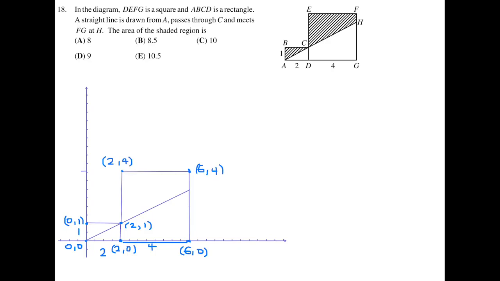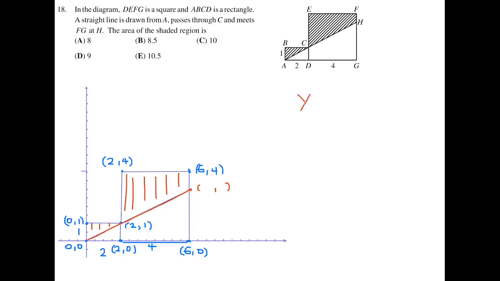So now they've got this line that is from here to here, that line right there. And it will be very helpful for us if we can figure out that equation, because that will allow us to figure out this point right here. And then we can figure out, of course, the area of this shaded region. All right? So let's go with that.